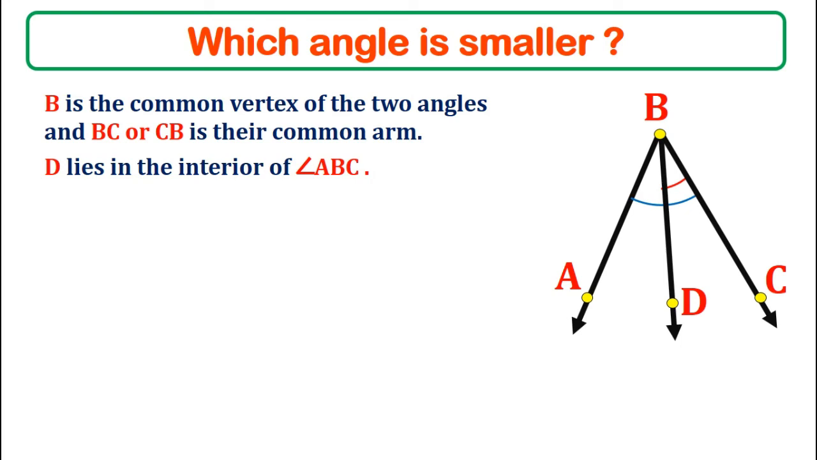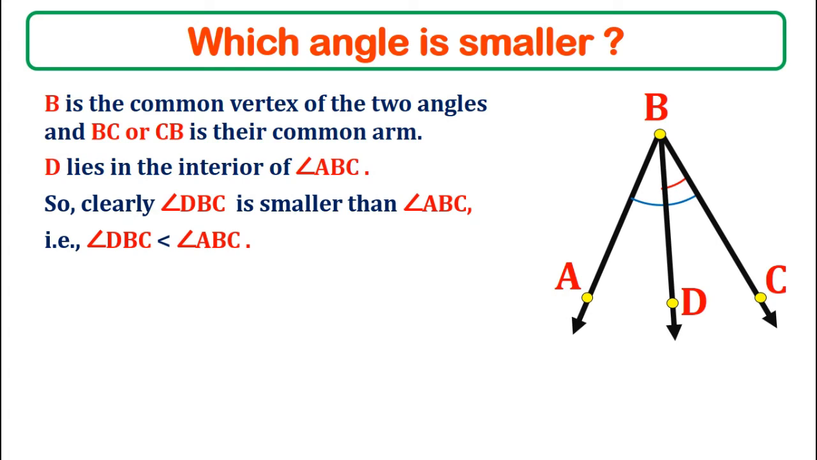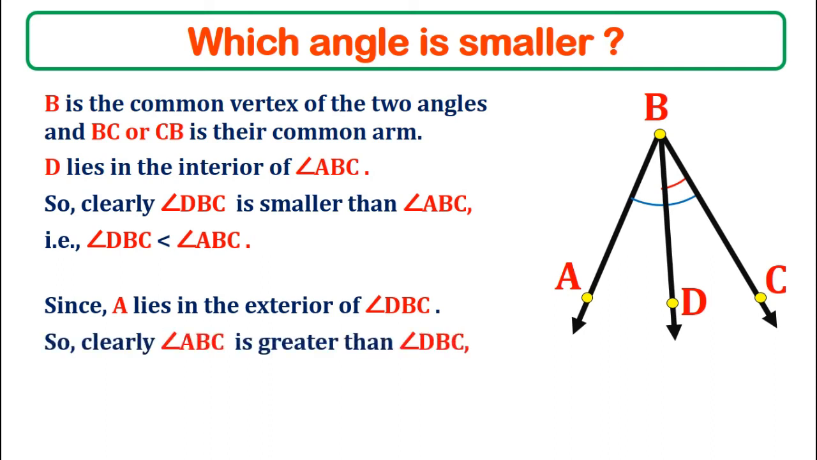Since D lies in the interior of the angle ABC, angle DBC is obviously smaller than the other angle. We can also see that point A lies outside the angle DBC. So, it clearly proves that angle ABC is greater than angle DBC. So, it is clear now that out of the two angles, angle ABC and angle DBC, angle DBC is smaller.